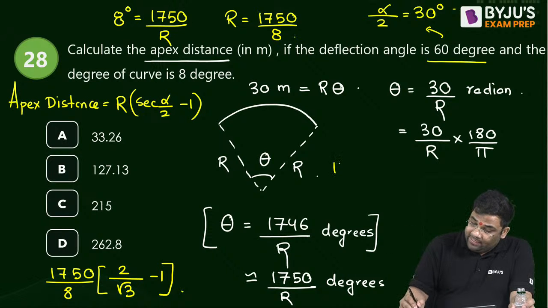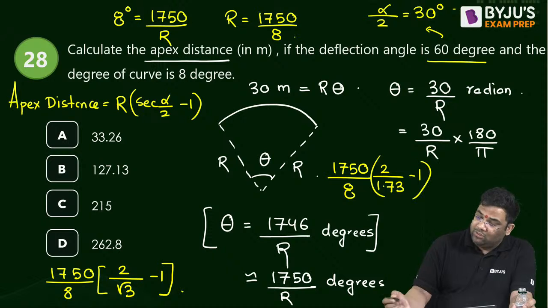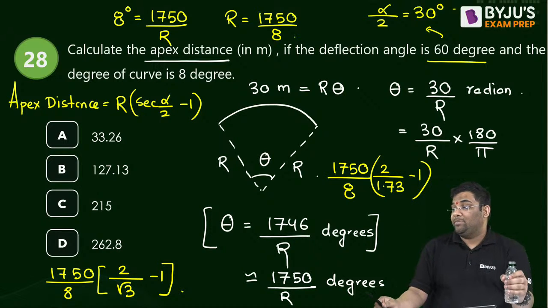So you see, this is 1750 divided by 8, and then 2 by root 3 is 1.73, minus 1. You can always do this calculation. So how much are you getting, other students? Please answer in the comment section.